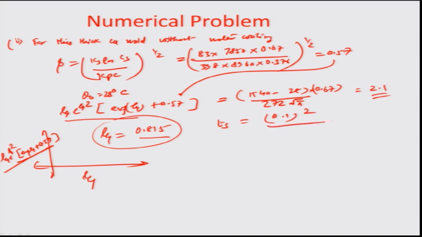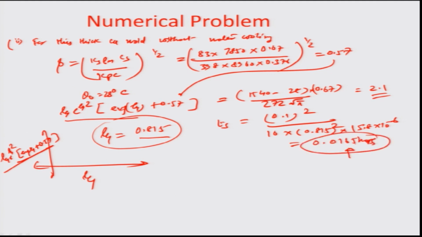So, having said that, with this zeta value the Ts value can be estimated as the thickness square, h square, divided by 16 times the current zeta, which is 0.815 square, times the thermal diffusivity 15.8 10 to the power of minus 6 as calculated before, and this comes out to be 0.0165 hours. So obviously it is a little more, because now you are seeing that the mold also is applying a resistance in comparison to the overall process.